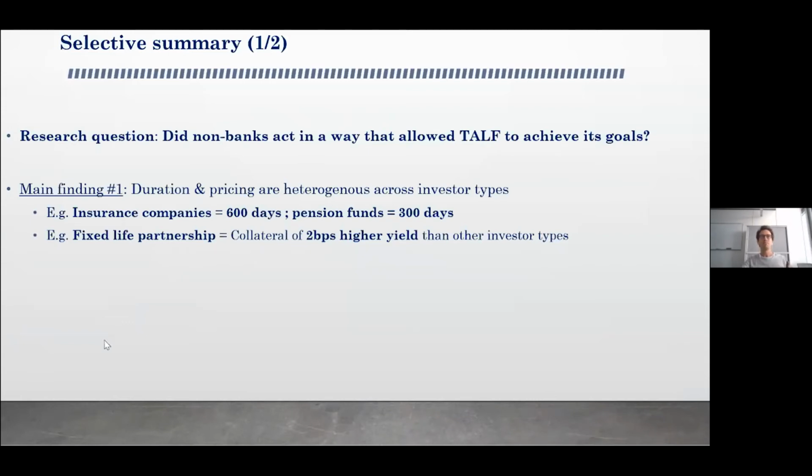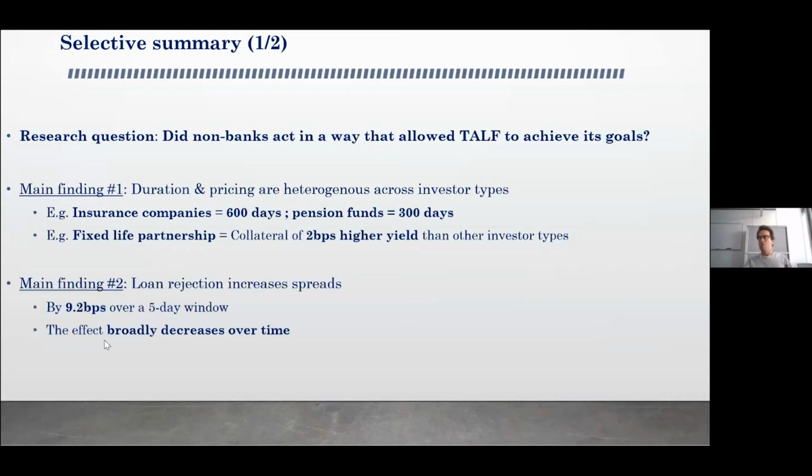The first one is that duration and pricing are heterogeneous across investor types, or at least duration and collateral. For example, insurance companies kept the loan for 600 days, whereas pension funds kept the loan for half that, 300 days. There's also heterogeneity in the collateral. For example, fixed life partnerships brought collateral with higher yields, 2 basis points higher than other investor types.